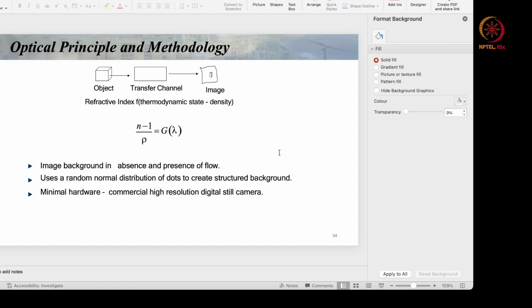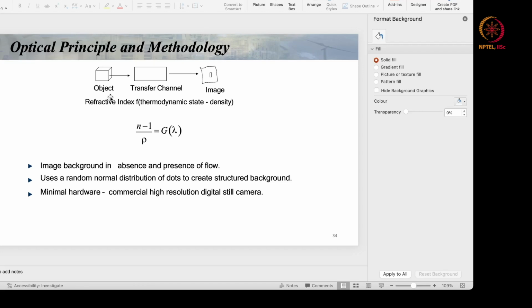So what we do essentially is use a random normal distribution of dots to create a structured background, and then you use any cell phone or normal camera to image that background through the flow. So you have a screen and you have a camera. First you take an image of the background. The background, which is the screen, can have different textures. It is usually textured, so it could be like a dotted wall or something like that.